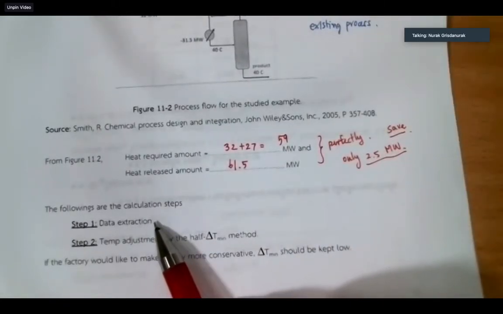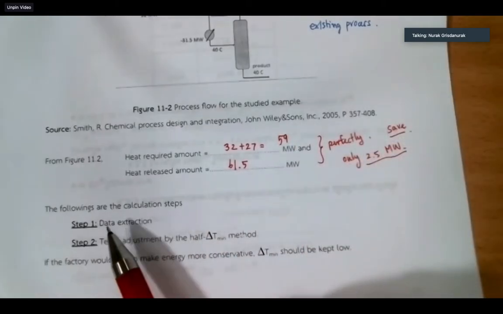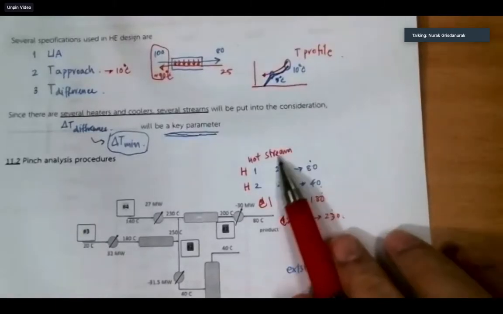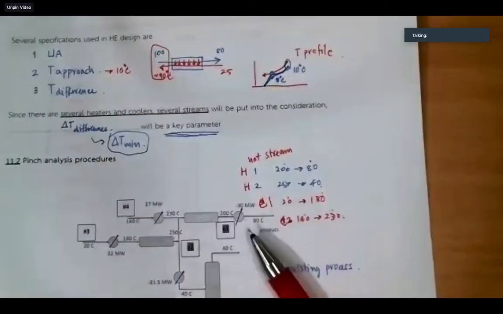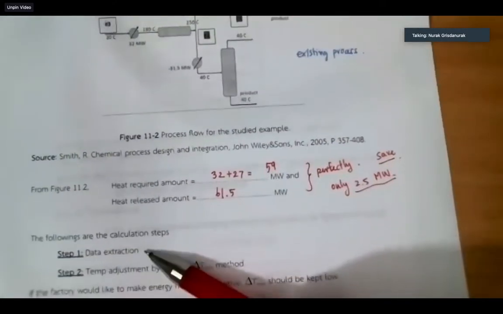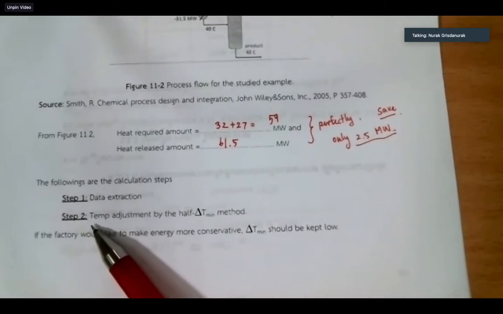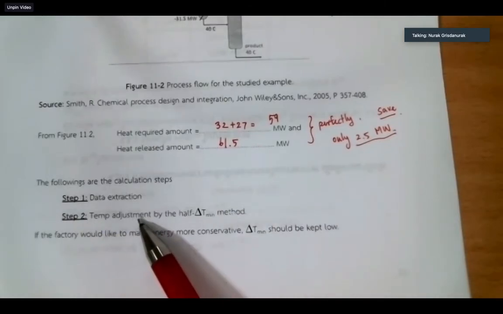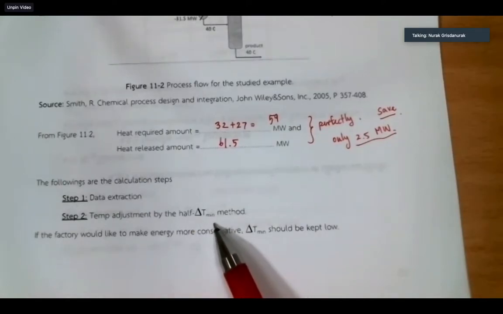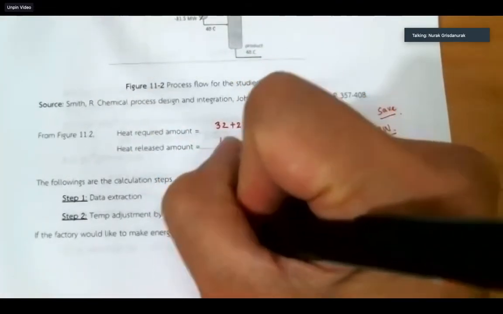Now, the way to analyze the pinch, we have to extract the data. After you extract the data, step number 2, you have to adjust the temperature by half of the delta T min. We call this the delta T min method.